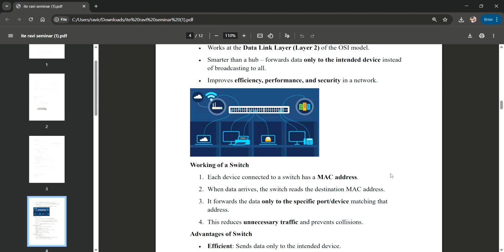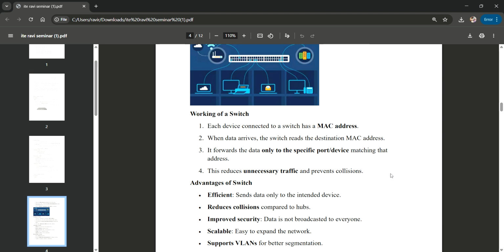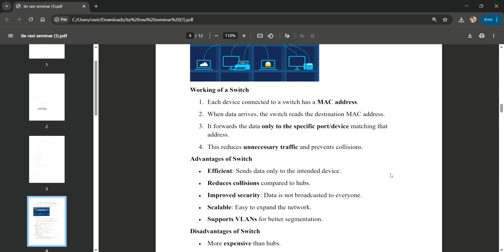This reduces the unnecessary traffic and prevents collisions. Coming to the advantages, it is more efficient because it sends data only to the intended device. It reduces collisions when compared to hubs. It improves security because data is not broadcast to everyone. Also, it is more scalable and easy to expand the network.